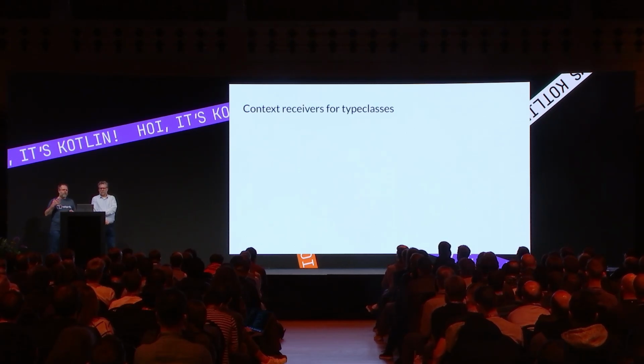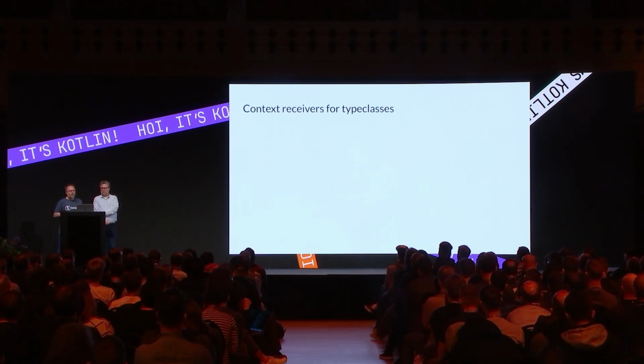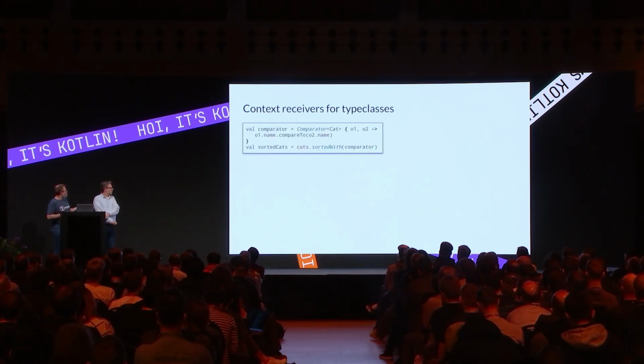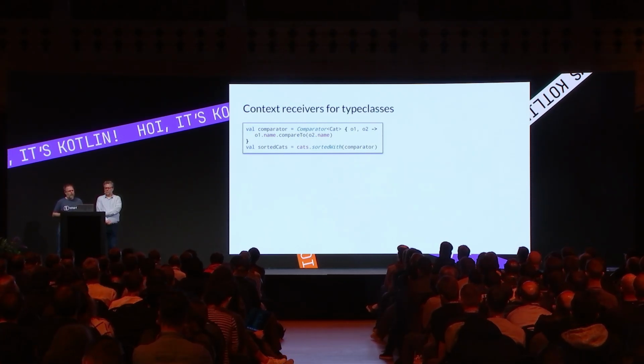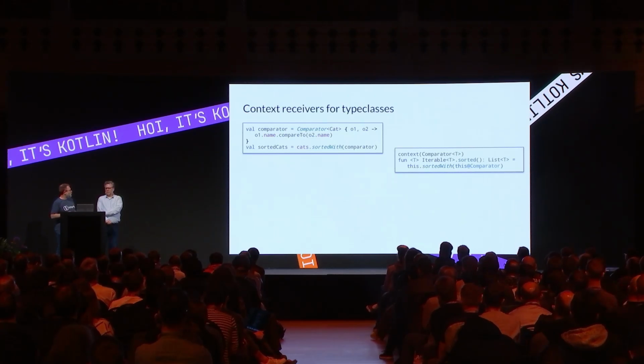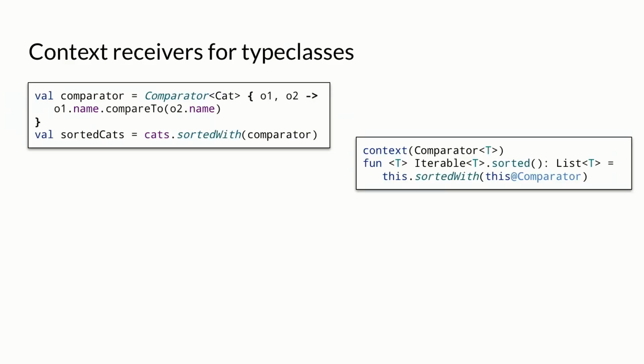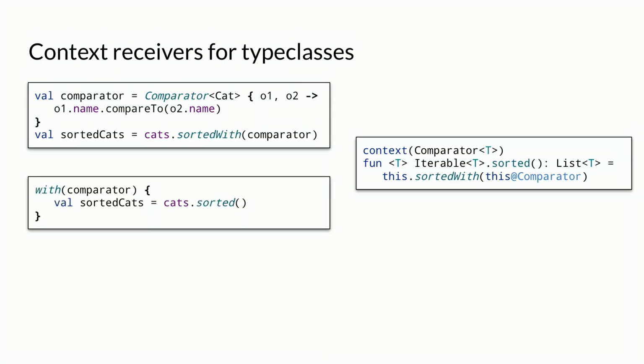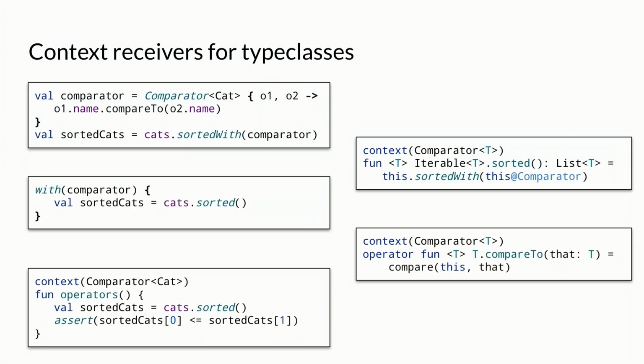We said that Keep 87 begat context receivers, so how are they related? Well, if you remember our type class example, we wanted to be able to sort cats, but cats are incomparable. Well, context receivers give us a place to put conversions. So if we define our sorted as a context function that needs the context of a comparator, then we can call it with a comparator.